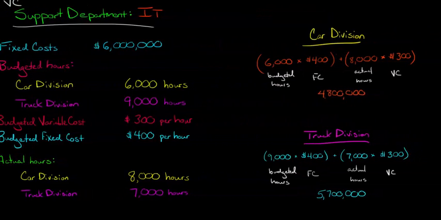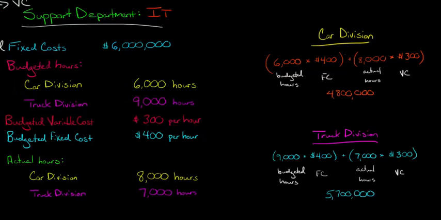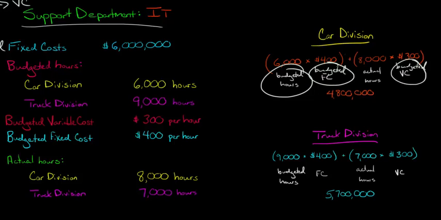We're doing it differently for the fixed costs and for the variable costs, right? So let's take a look at the car division and make a little more sense here for you. If we want to get the total amount of costs allocated from the IT division to the car division, we're going to take the budgeted amount of hours, right? So that's 6,000 for the car division, and then we're going to multiply that by that budgeted fixed cost of $400, right? So budgeted times budgeted for the car division for the fixed cost. But then we're going to add that to the budgeted variable cost times the actual hours, right? So we've got budgeted times budgeted plus budgeted times actual.